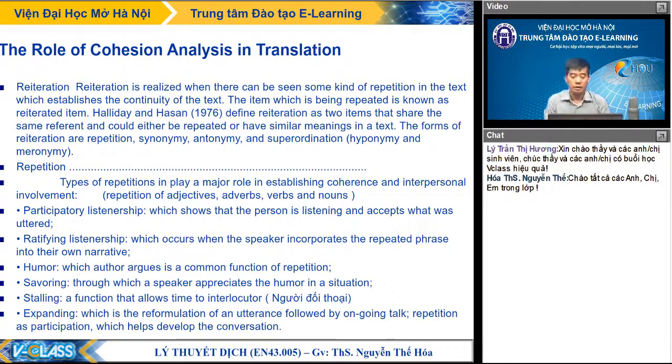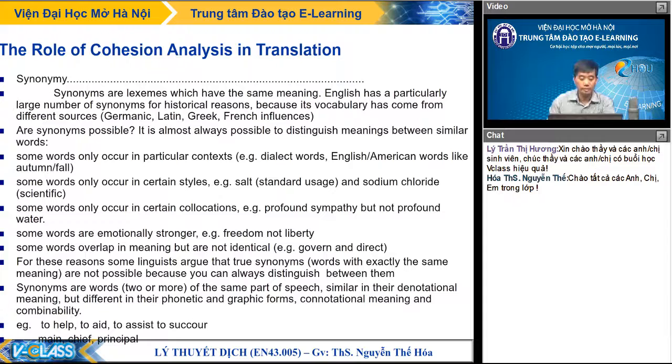And now we have also a kind of reiteration. Reiteration is realized when there can be seen some kind of repetition in the text which establishes the continuity of the text. We have several ways now: humor, savoring, stalling, expanding. And next we have synonymy. Sometimes we use synonymy to try to find out the real meaning. We group the synonyms together, and then we try to find out the certain circumstance.